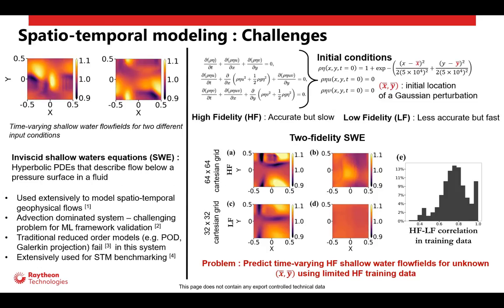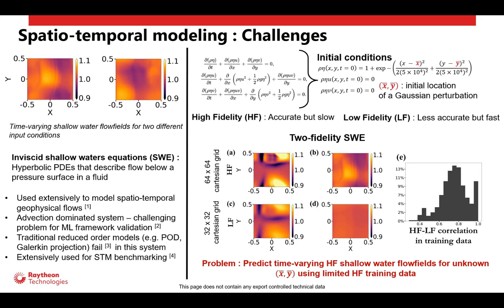Now, spatio-temporal surrogate modeling of dynamical systems is challenging, particularly because such systems involve high-fidelity simulations to resolve fine spatio-temporal scales, which makes the data collection process very expensive. Some of these high-fidelity simulations can take weeks to generate even a single data point.